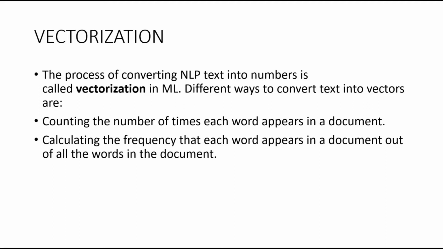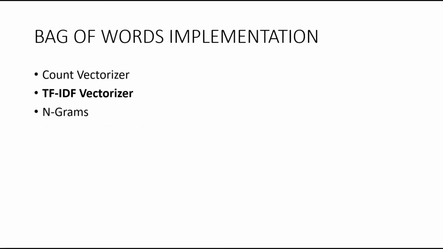Another thing you need to understand here is vectorization. The process of converting NLP text into numbers is called vectorization. In machine learning, different ways to convert text into vectors are counting the number of times each word appears in a document, and calculating the frequency that each word appears in a document out of all the words in the document. For bag of words implementation, you have different types: count vectorizer, TF-IDF vectorizer, and n-grams.